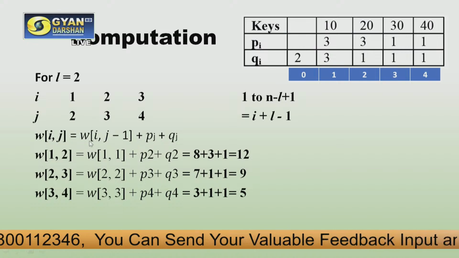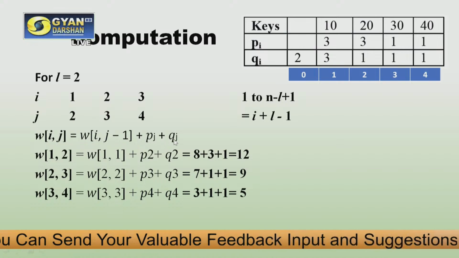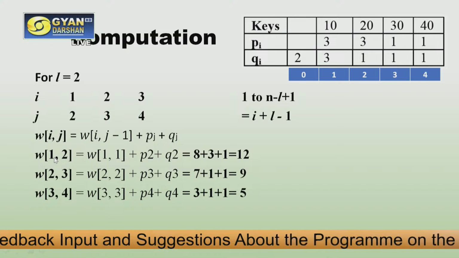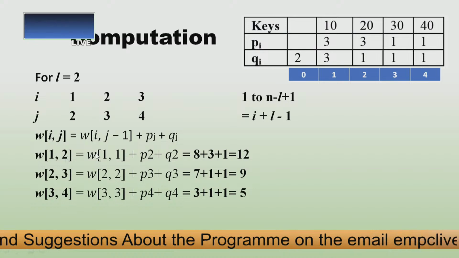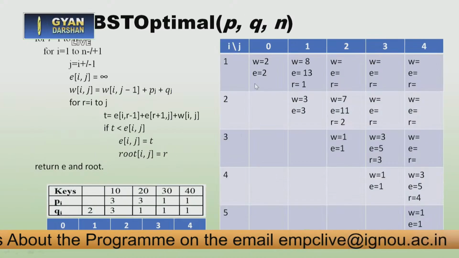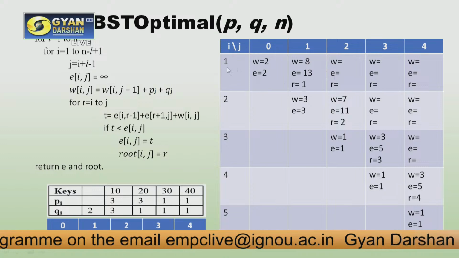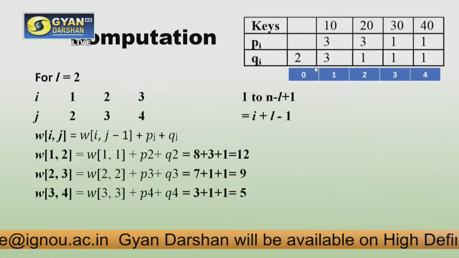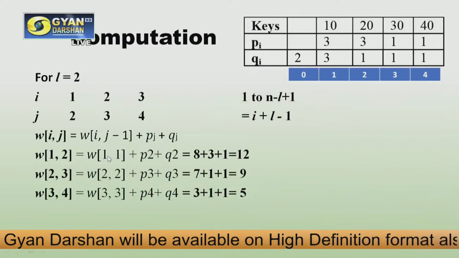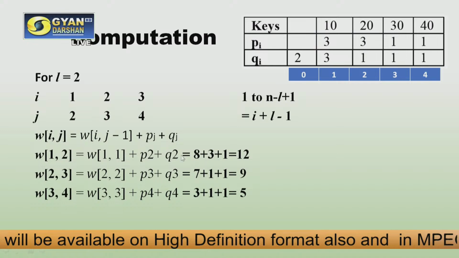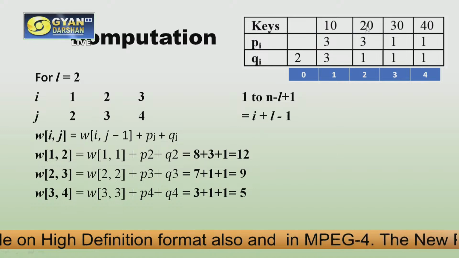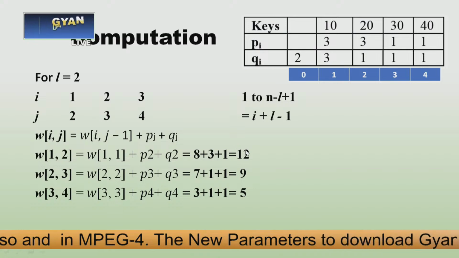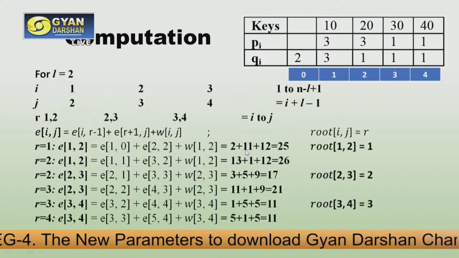The value of Wij is still going to follow the same formula. However, now what value are you computing? 1, 2. And this 1, 2 is basically this particular value, i equals 1, j equals 2. So you are computing these particular values. 1, 2 will require 1, 1, which you have already computed as 8, and P2 and Q2, which are over here, 3 and 1. Like that you have computed all the values in this particular case.